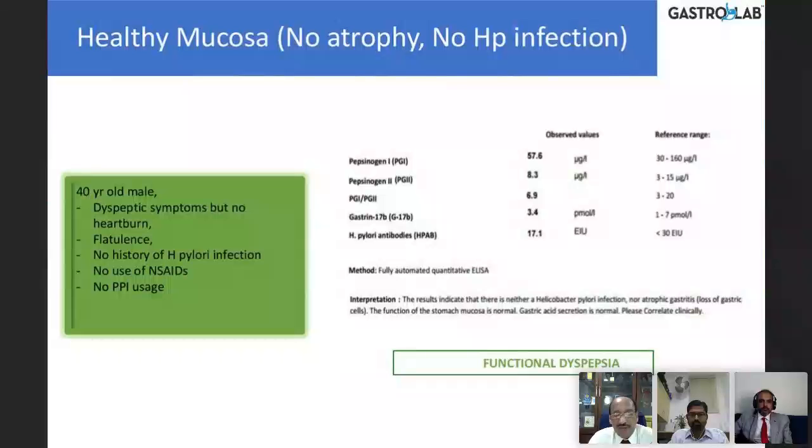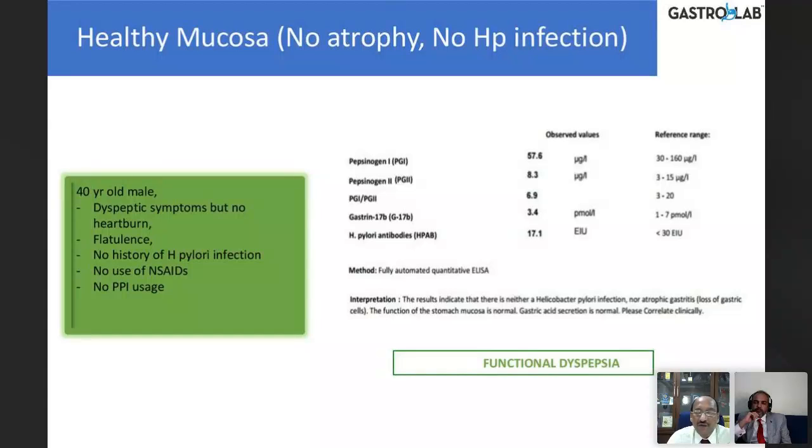So let us look at some case scenarios before I close. This is a 40-year-old gentleman who came with dyspeptic symptoms, no heartburn, no flatulence, no history of H. pylori, no non-steroidals, no PPIs. Here you see the pepsinogen is normal, 1 is normal, 2 is normal, ratio is normal, 17B is normal, antibodies are negative. So this is a functional dyspepsia, which is probably with no organic cause, and the stomach is healthy. You have to look for other causes.